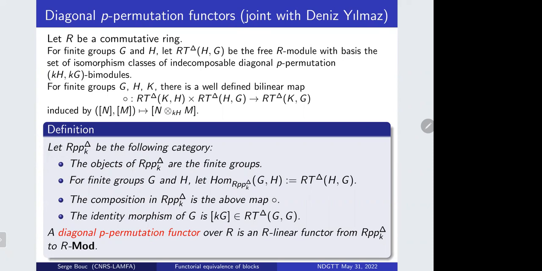For some general arguments of category theory, these functors, together with natural transformations between them, form an abelian category that we denote with this curly F symbol and lots of decoration. But probably at some point I will write simply F for that category. So these are these diagonal p-permutation functors we consider.